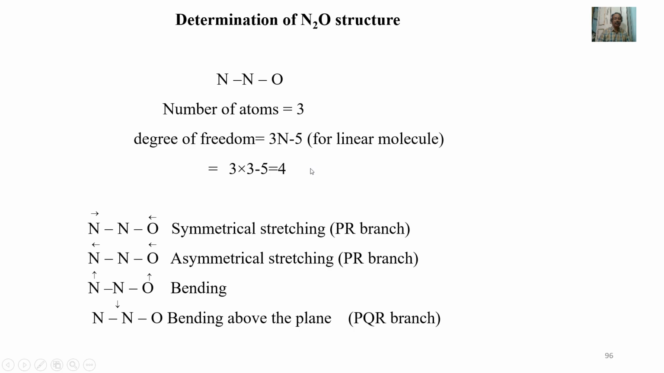So, one is a symmetrical stretching, another one is asymmetrical stretching, and 2 bending modes are there. One is in plane and another one is out of plane, just above the plane. Symmetrical stretching lies in the PR branch. Asymmetrical stretch also lies in the PR branch, whereas bending, above plane and in plane both, lie in the PQR branch.